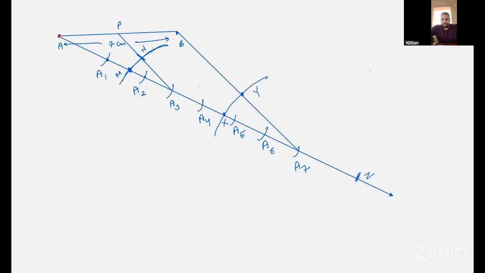Okay. Third point. Now, open the compass of any measurement. Make 7 equal points on ray AZ.